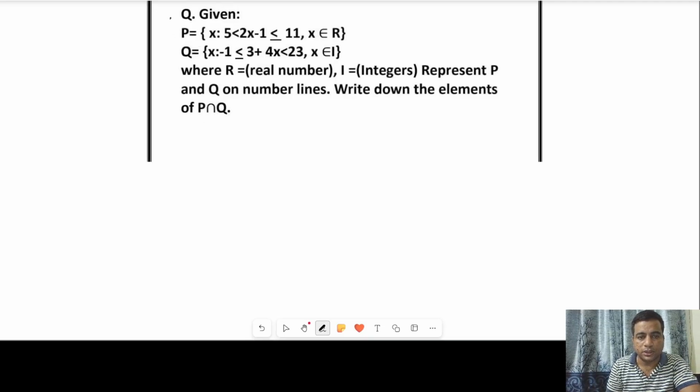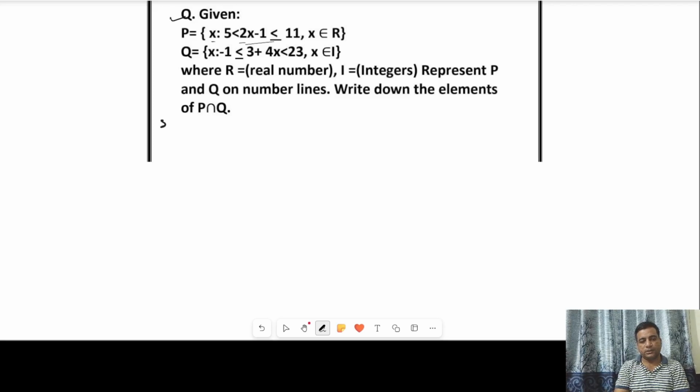It's another question on the screen. P is the set of x, where the condition on x is 2x minus 1 greater than 5 and less than or equal to 11, and x is a real number. And Q is the set of x, where the condition on x is 3 plus 4x is greater than or equal to minus 1 and less than 23, and x is an integer. Now represent P and Q on the number line and write down the elements of P intersection Q.